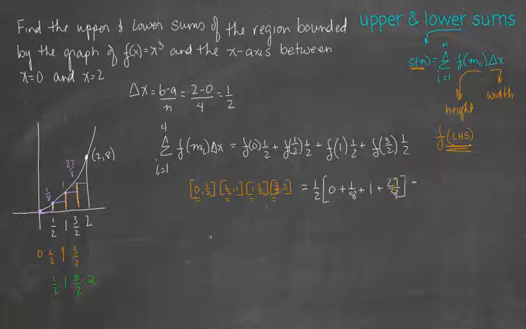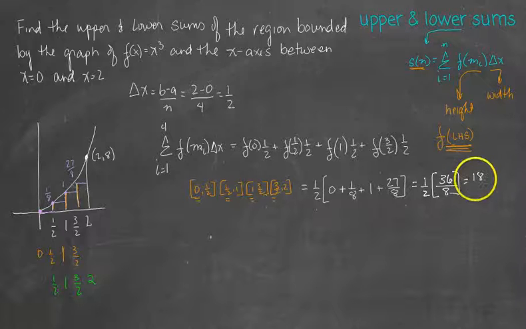Little arithmetic here. If I find a common denominator, I've got 1/2 times 8 in the denominator. 27 plus 9 is 36. And so I have 36 divided by 2 is 18 divided by 8, which is 9/4. So I'm looking at 9/4 as the lower sum of the partitions, meaning that 9/4 is less than the actual area under this curve.